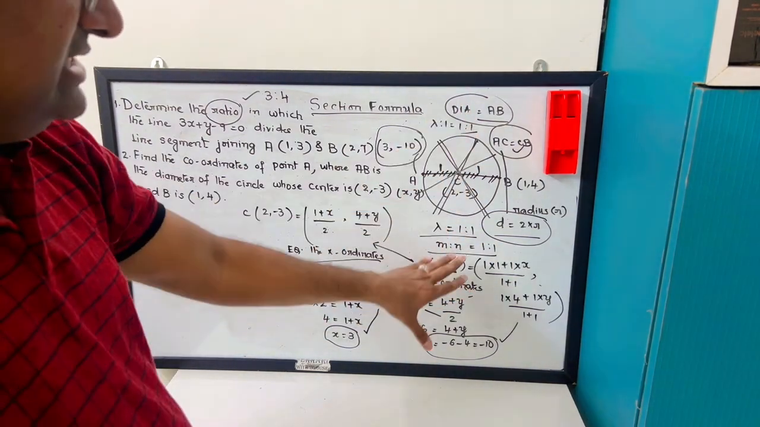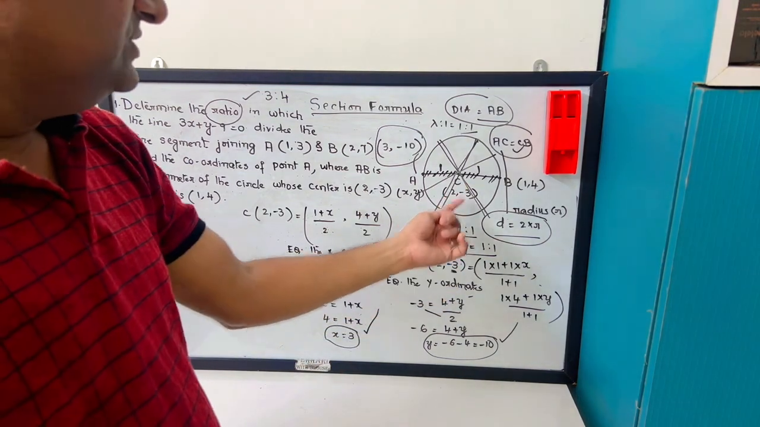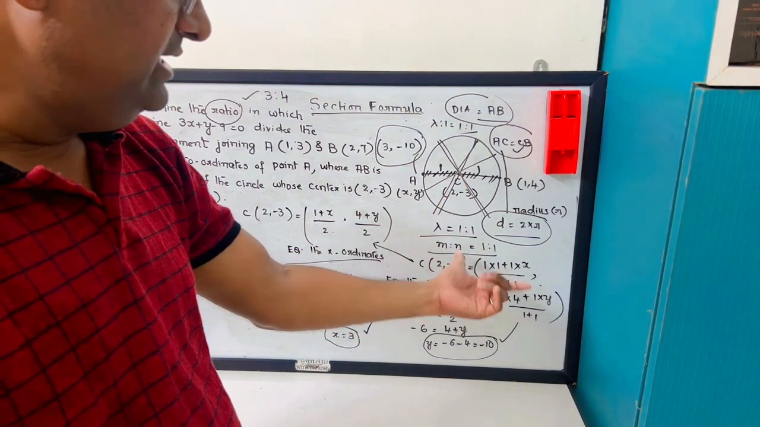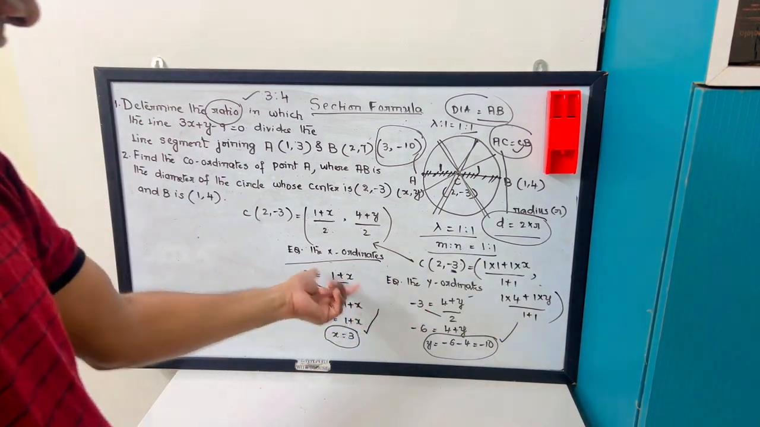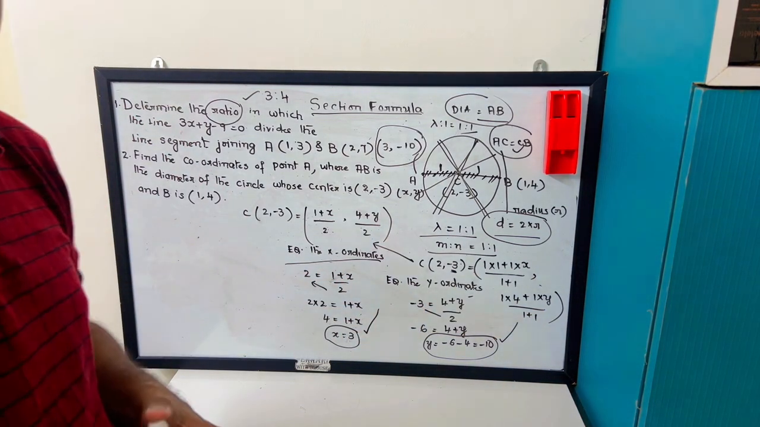What we have done is use the section formula, once again calculated with the formula. So C of 2 comma minus 3 is given by this formula, and you can calculate by equating the ordinates. This is one of the very important problems generally asked in the examination.